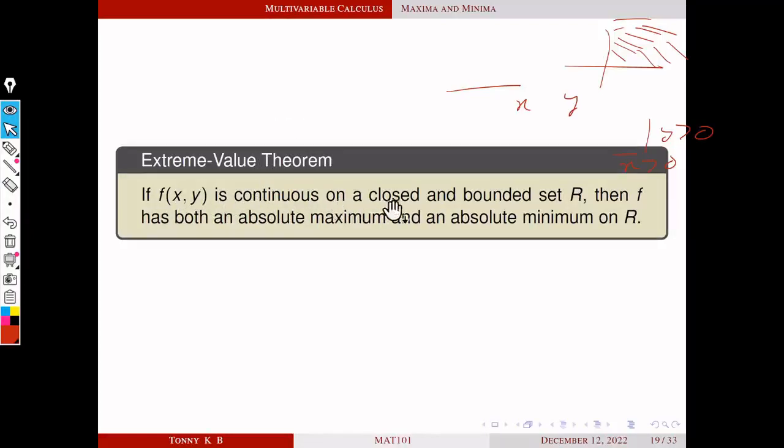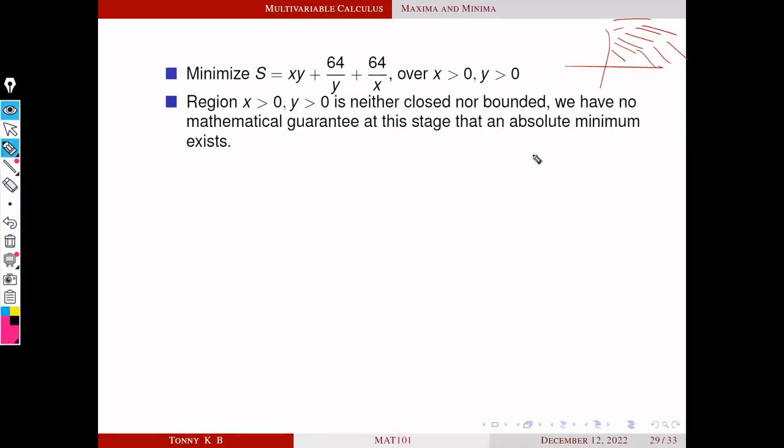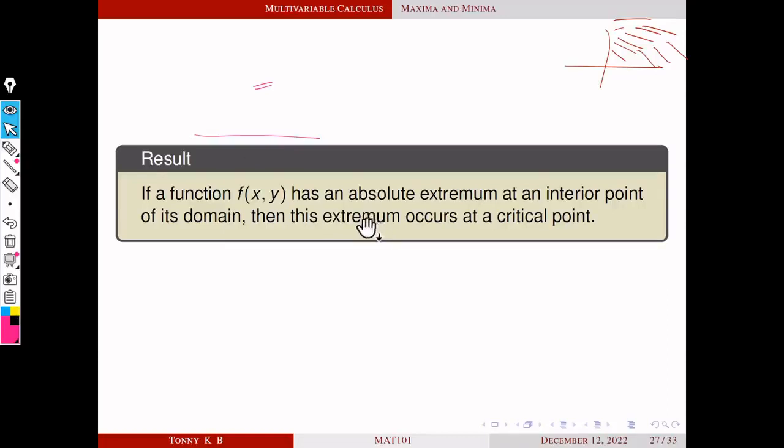If f of xy is continuous on a closed and bounded set, then f has both an absolute maximum and absolute minimum on R. This is only for a closed and bounded set. Our region is neither closed nor bounded. So there is no mathematical guarantee that our function S has an absolute minimum in this set. There is no guarantee of the existence of an absolute minimum for this function S on this open unbounded region.